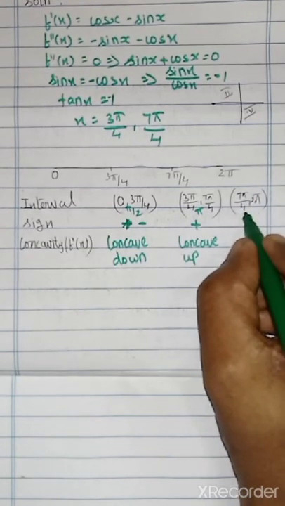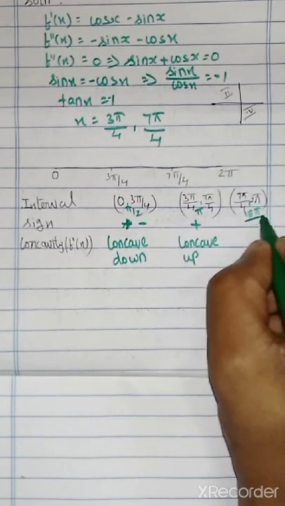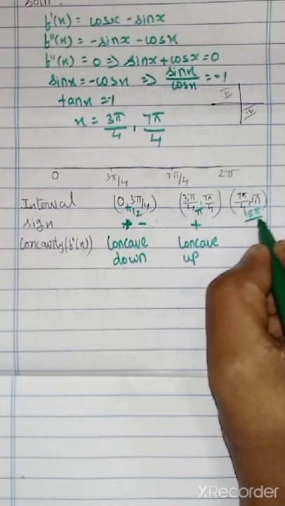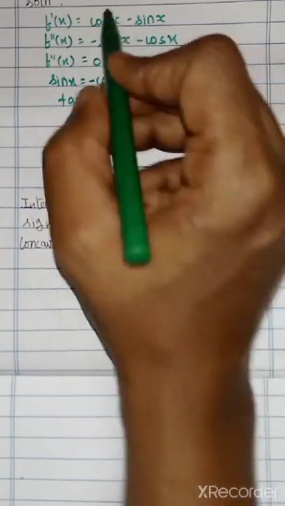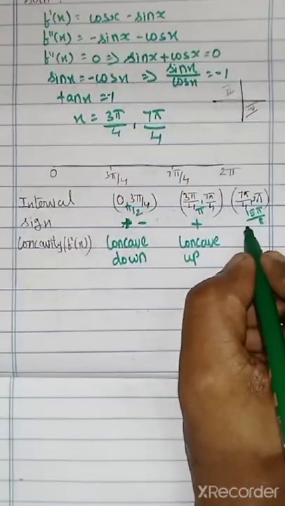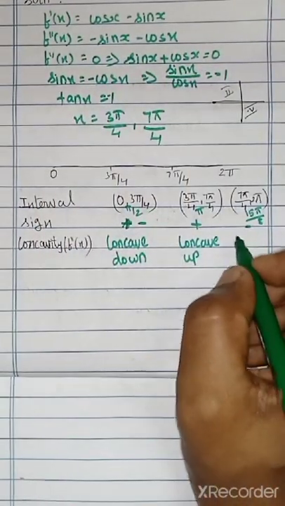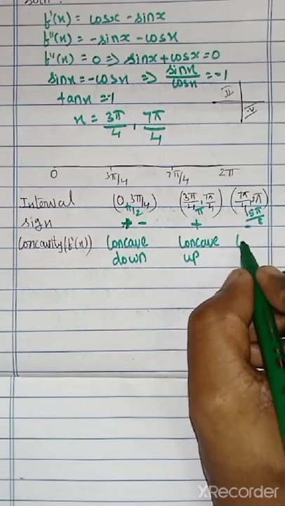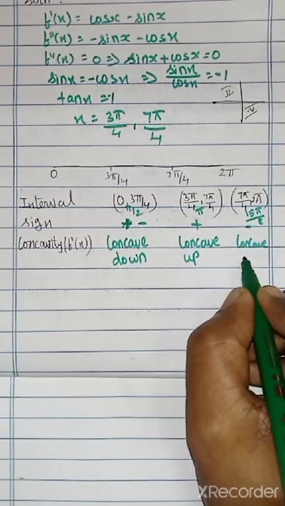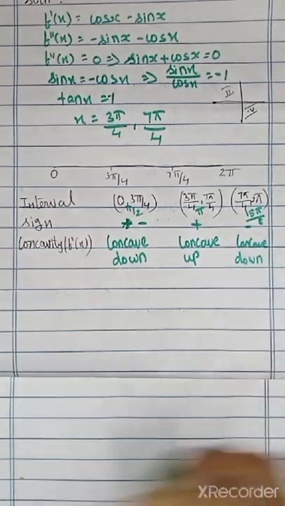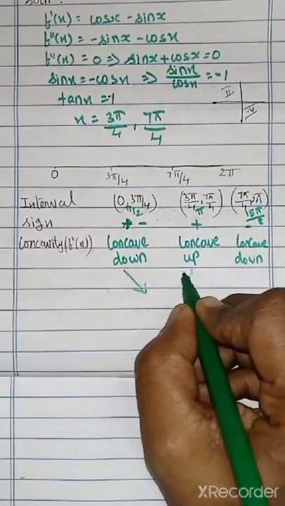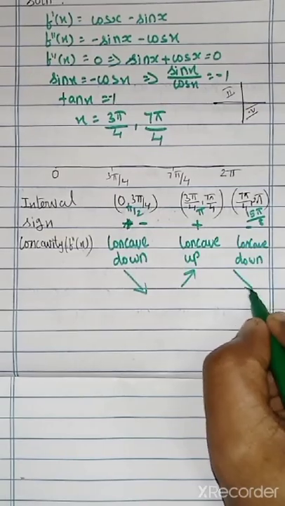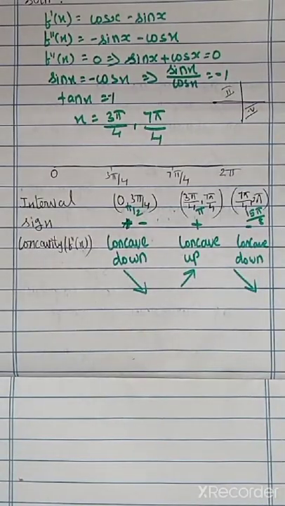We can take 15 pi by 8. Okay, so again if you substitute 15 pi by 8 in minus sin x minus cos x, here you will get a negative sign, that is concave down. So here it is concave down, concave up, and again concave down. So this is your concavity.